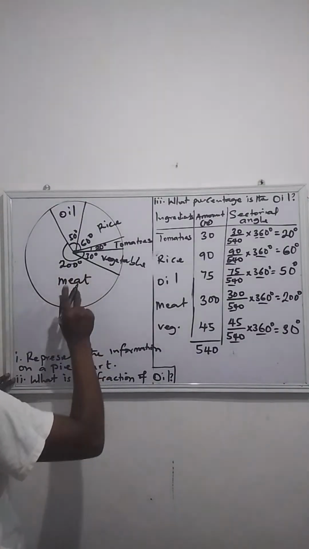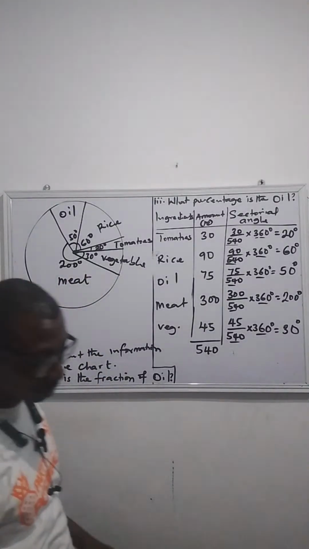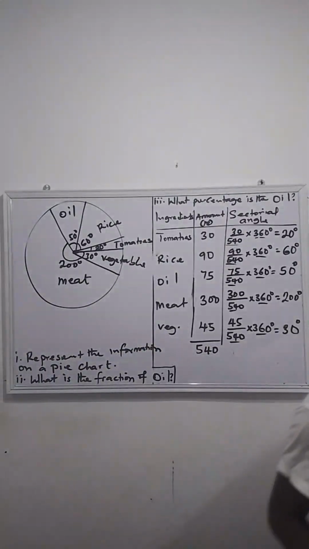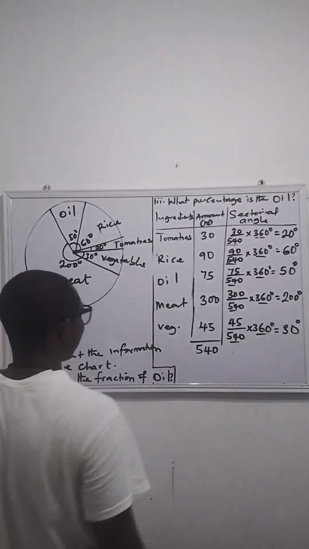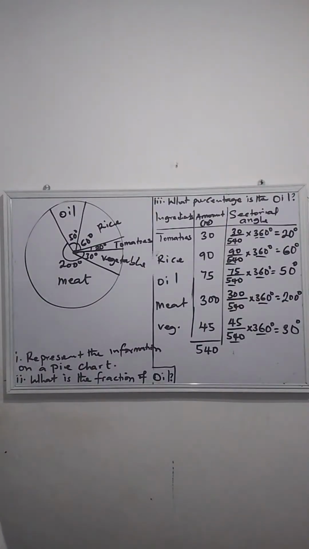So this is how your pie chart is going to look. I hope every one of you understands that. You can see the board. Yes, do you get that? All right, so if you understand that, let's move down to the second part of the question.